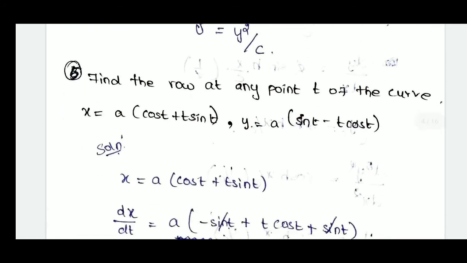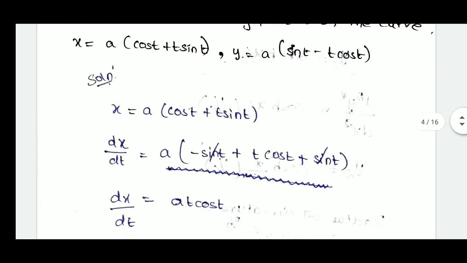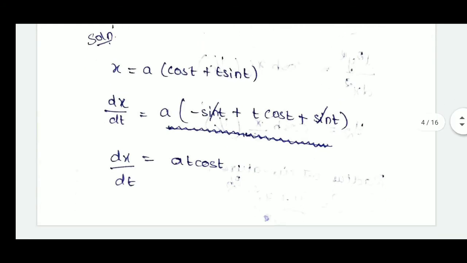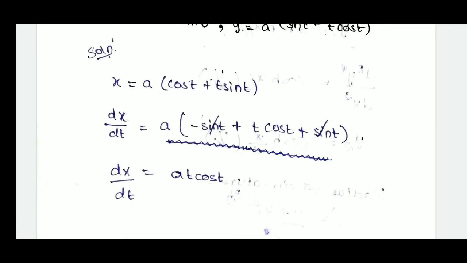We are going to see the next problem. Find the rho at any point t of the curve x = a(cos t + t sin t), y = a(sin t - t cos t). Solution: x = a(cos t + t sin t). When in the question the curve is given with x in terms of t, we differentiate x with respect to t.